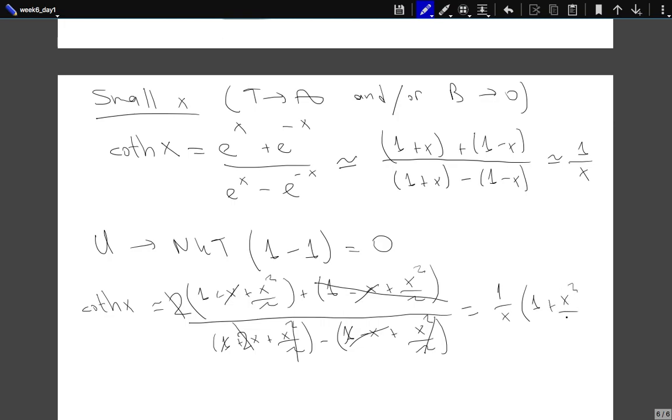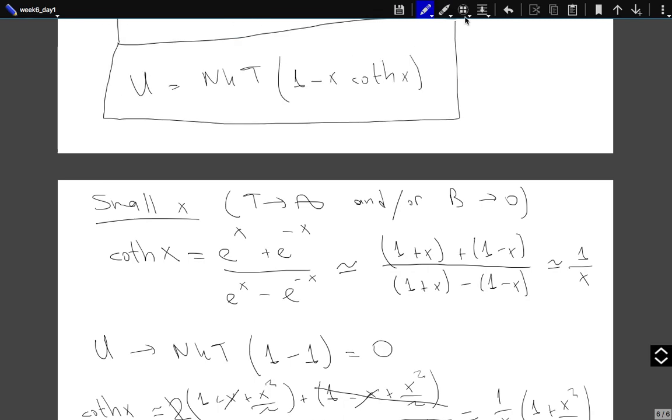You're right. No, it's just x squared. Oh, you had overall 2. Okay. So cotangent hyperbolic x, for small x, is 1 over x plus x over 2. Now let's look at u.